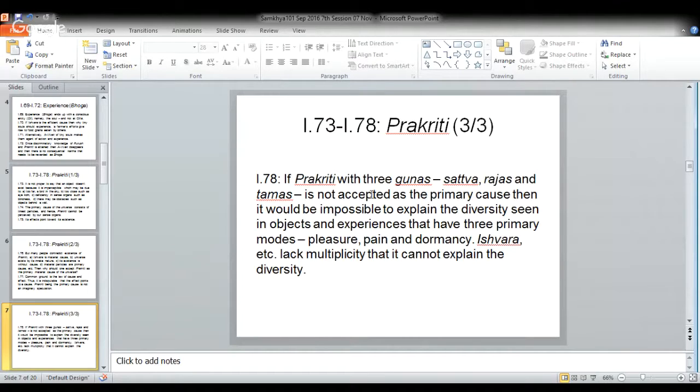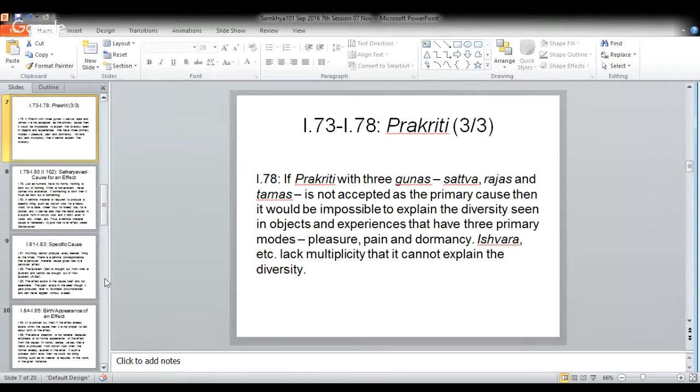Let me read it again fully. If Prakriti with three gunas, Sattva, Rajas, and Tamas, is not accepted as the primary cause, then it would be impossible to explain the diversity seen in objects and experiences that have three primary modes: pleasure, pain, and dormancy. Ishwar or Purush, or we tiny souls, lack multiplicity. We are just what we are, untransformed. Ishwar also goes through no transformation. Therefore, it cannot explain the diversity seen in the world. So, besides Purush, the consciousness, there must be Prakriti. This is what he has argued.